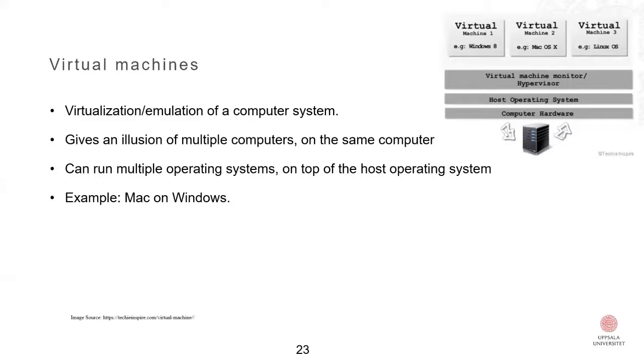And on these virtual machines, different operating systems can run. For example, you see here on this virtual machine, Windows 8 is running, on the other one, Mac OS X, and another one, Linux OS. So it enables you to have several operating systems on a single machine.